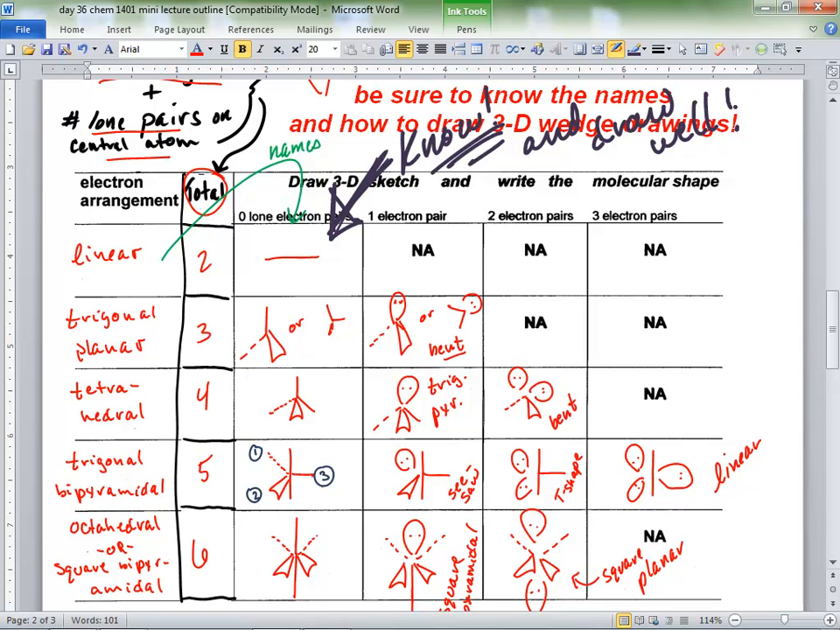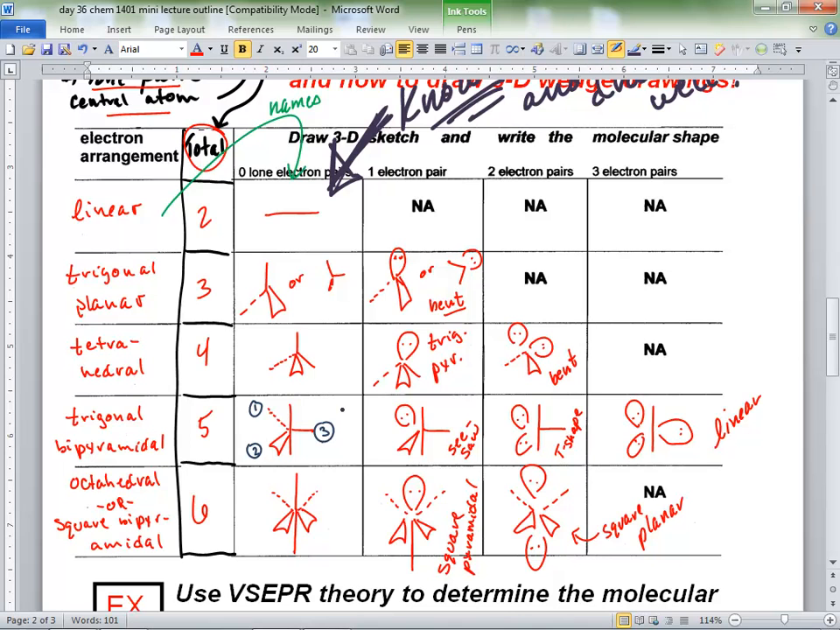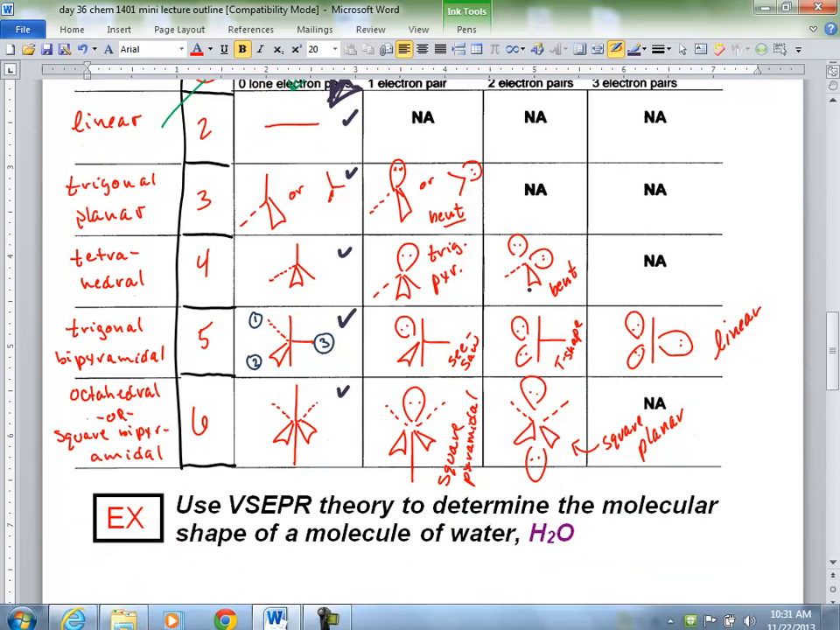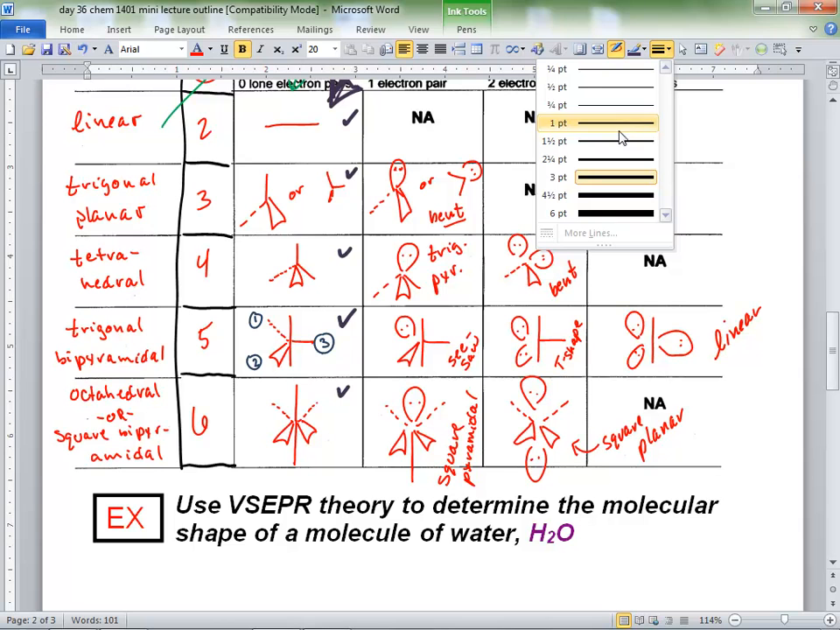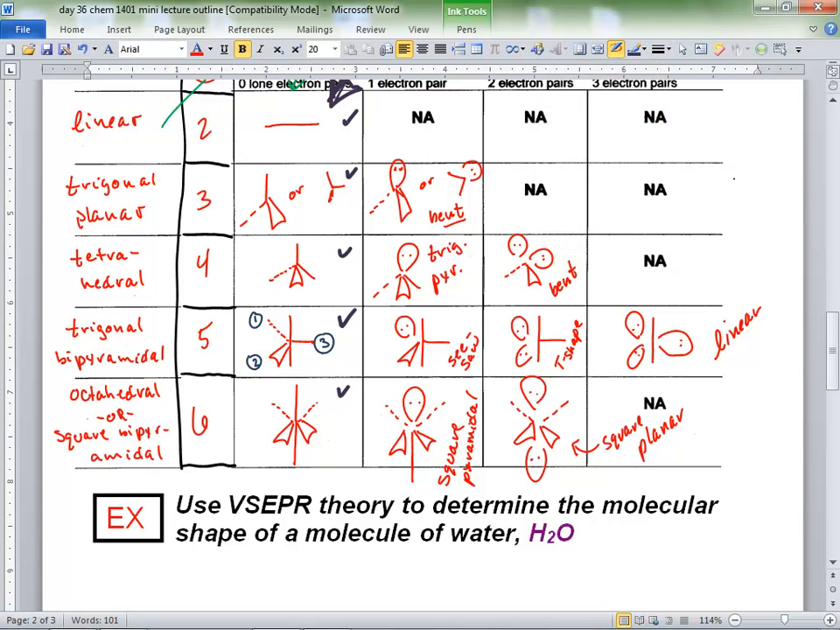Okay? Let's try it this way. Just know that first column, know how to draw them really well. Know how to draw trigonal bipyramidal. Right? Know how to draw octahedral. Know how to draw each of these. And name them. Okay, let's try this first one together here.